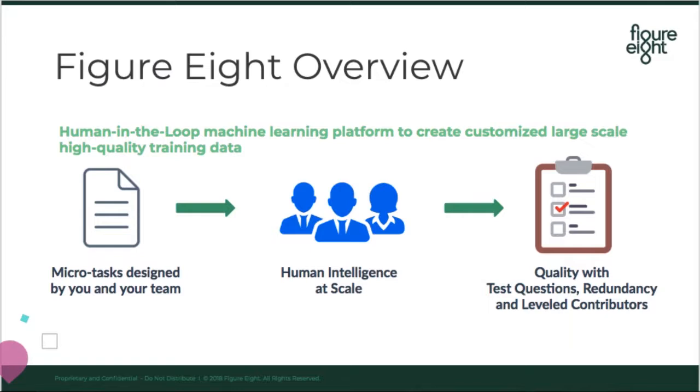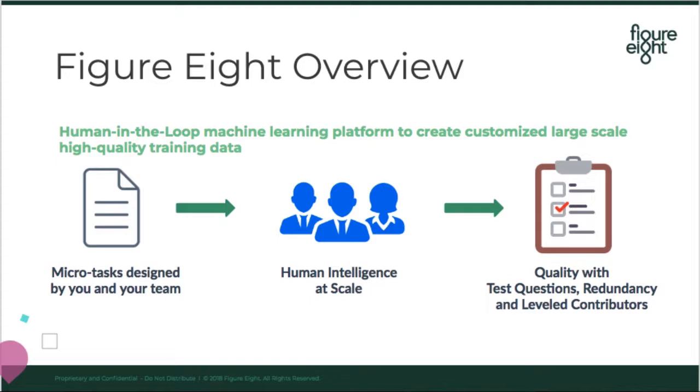So first thing here is just a brief overview. If you're new to Figure 8 and have just signed up for our trial, we are a human-in-the-loop machine learning platform to create customized, large-scale, high-quality training data. So what that means is that you and your team have a large unstructured data set that you need annotated by a lot of individuals. You can use the Figure 8 platform.